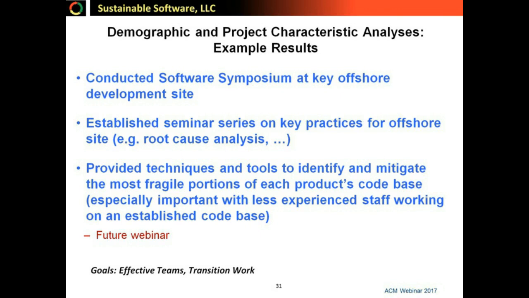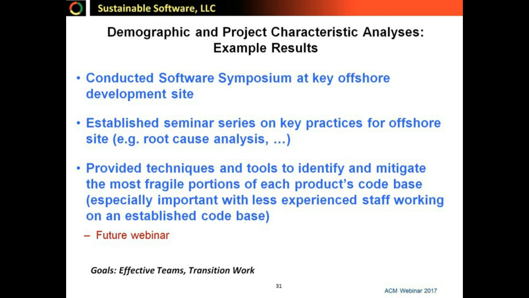Another one is that we established a seminar series on key practices for offshore site teams. The content of each seminar was based on the needs identified by the team leaders at the offshore sites, and root cause analysis was one of the examples of what we did.